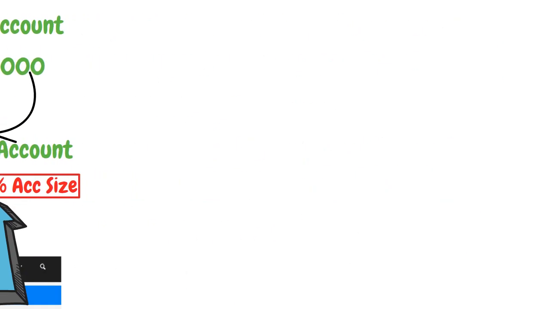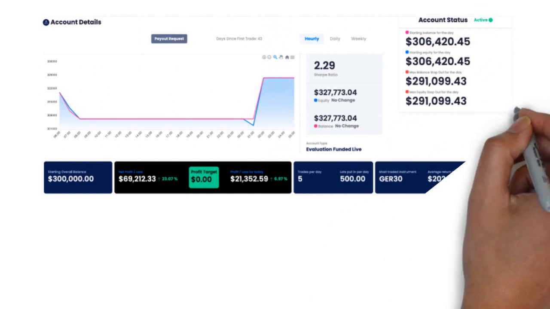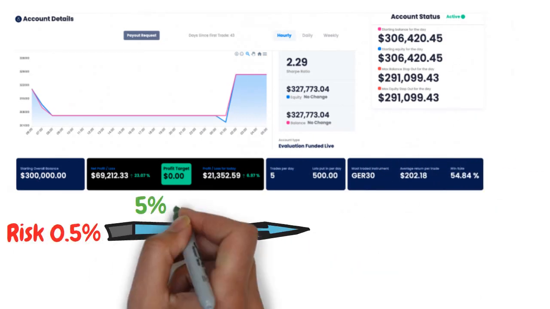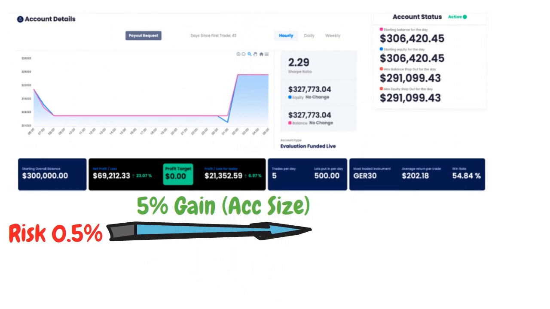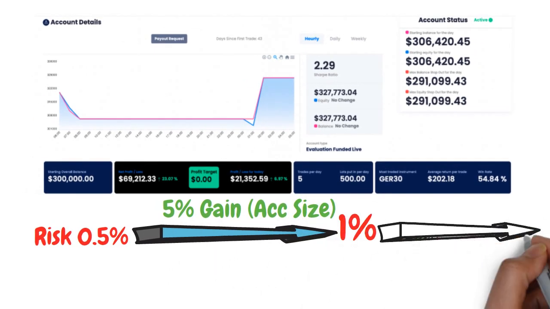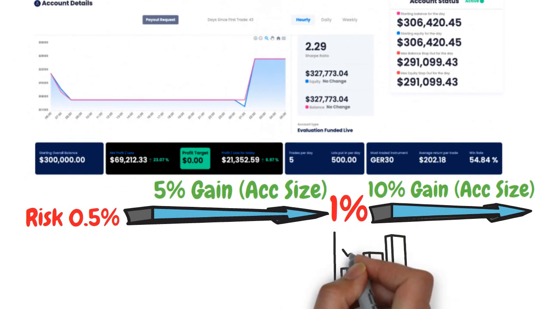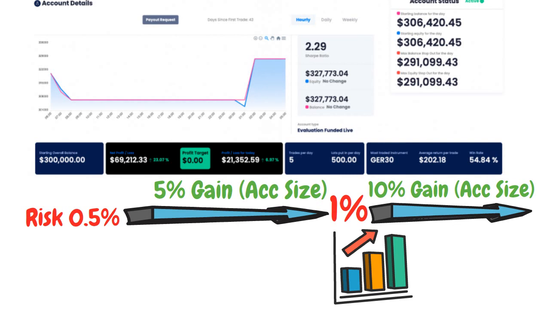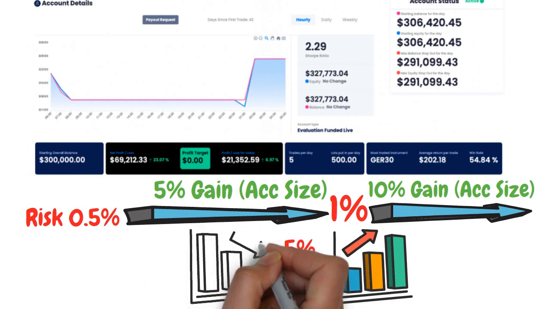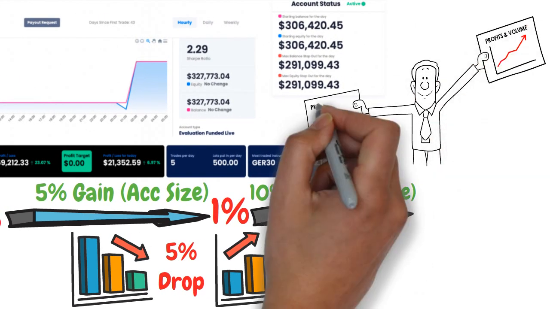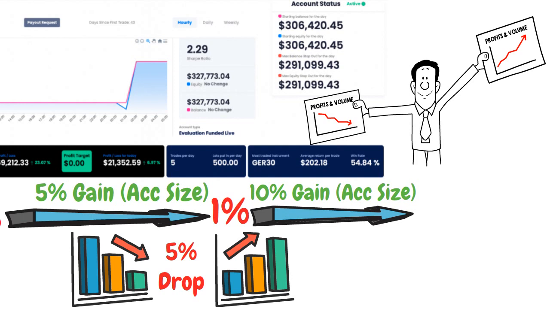Just to really quickly recap everything. Once I get to the funded stage, I risk 0.5% all the way until I get to about a 5% gain. Once I'm at a 5% gain, I risk 1% all the way until I get about a 10% gain. Now I have a 10% gain buffer where I could look to increase my risk. And for every 5% that I drop, I decrease my risk. So as my profit increases, my risk will slowly start to increase as well. But as my profit starts to decrease, my risk decreases as well.